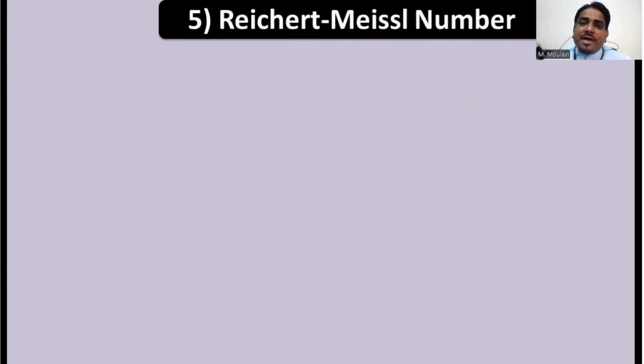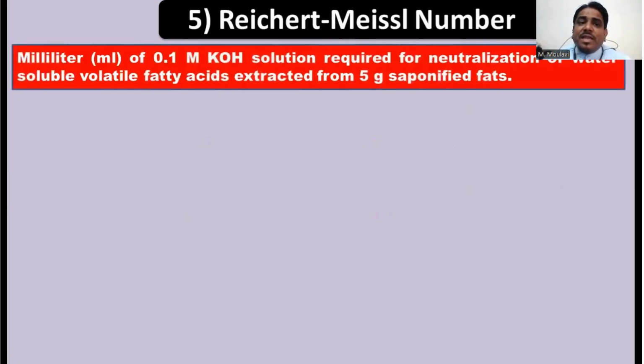Fifth parameter is the Reichert-Meissl number. Reichert-Meissl number is the milliliters of 0.1 molar KOH solution required for the neutralization of water-soluble volatile fatty acids extracted from 5 gram of saponified fat.